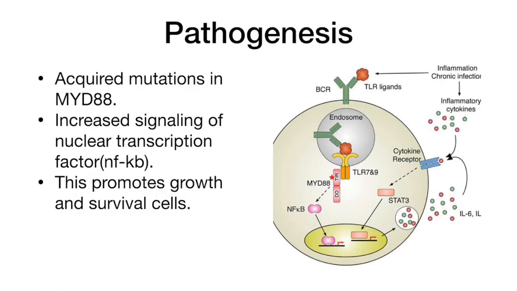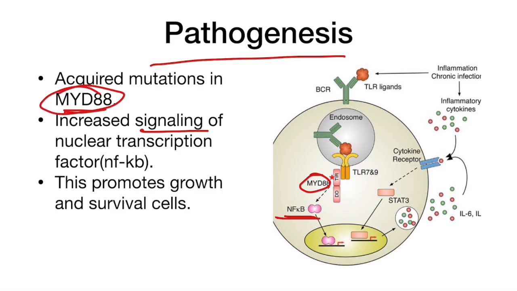Now if I talk about the pathogenesis of this lymphoma, if you see the B cell here, the B cell receptor binds to an antigen, and this leads to the activation of this protein called M.B.B.S, which leads to the increased signaling of nuclear transcription factor, which in turn causes the survival and proliferation of this lymphoplasmacyte or B cell. So if there are mutations in M.B.B.S, this leads to the increased signaling of the nuclear transcription factor, which promotes the growth and survival of these lymphoplasmacytes. This is a normal process which occurs on stimulation by antigen, but due to mutation, it happens all the time, and this leads to the malignancy.